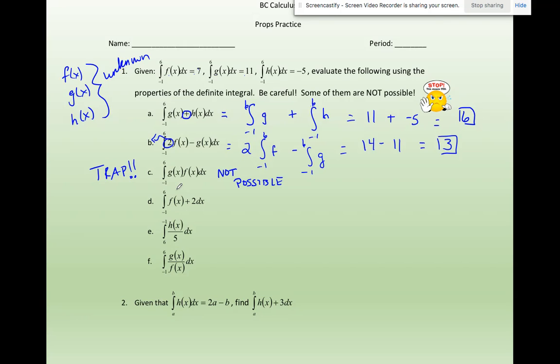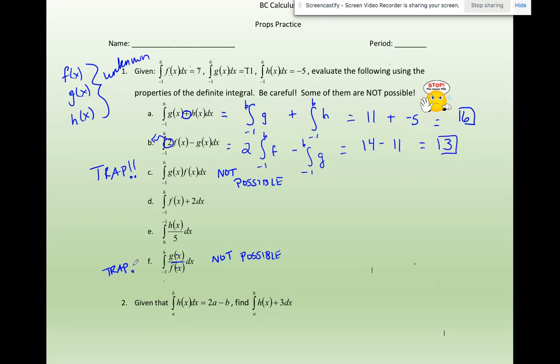And notice, try. Can you scan the rest of the problems and see, is there another one that's not possible? F, right? You do not know how to integrate. There is no rule or property for integrating a quotient. There are some techniques that might work, but you do not know those techniques. And even if you did, you can't do the techniques if nobody tells you what the function g or the function f is. Some people might look at E and say it's not possible, but that's a trap.